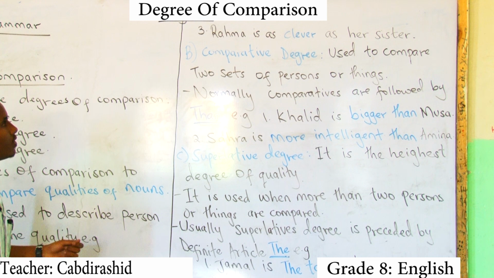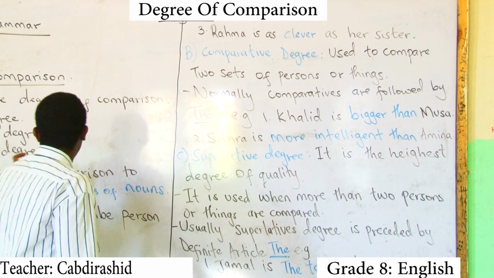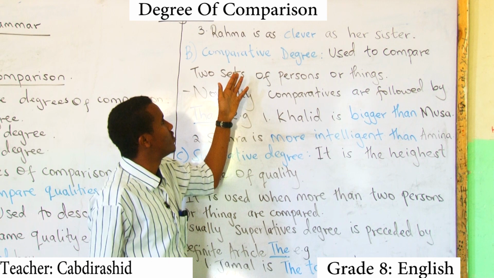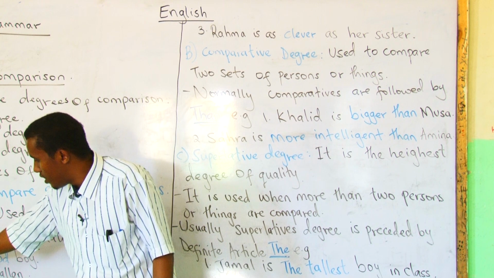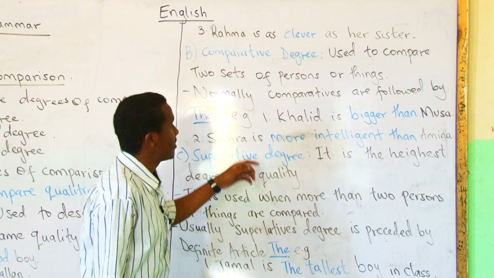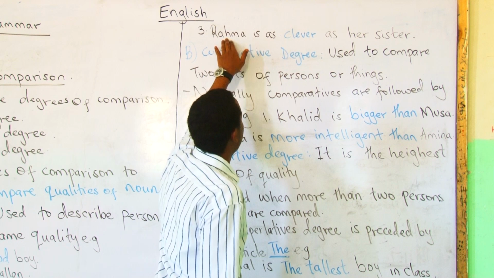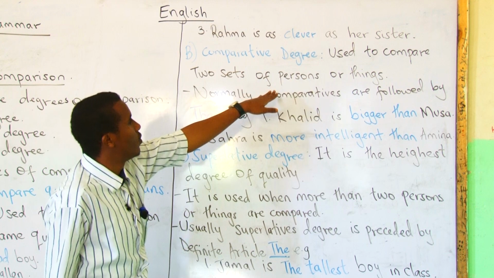We are going to the second one, which is the comparative degree. That's the second level. It is used to compare two sets of persons or things. The positive was used for one person or thing because there was no comparison for Abdi and no comparison for a tree. But this quality of clever is between these two people, so Rahma is clever and her sister is also clever.